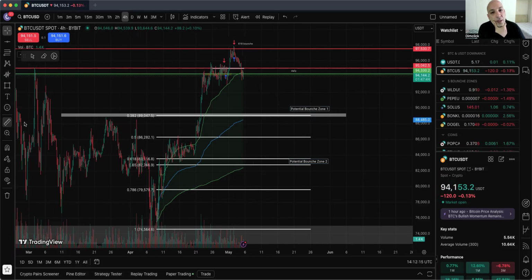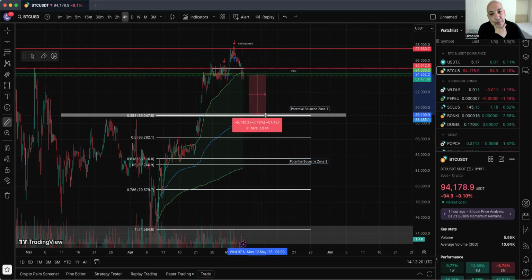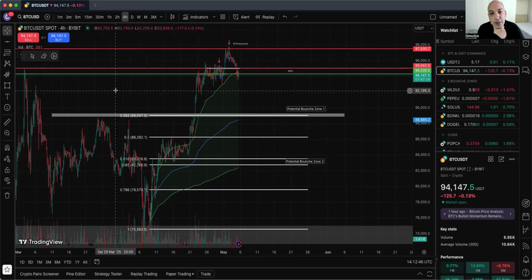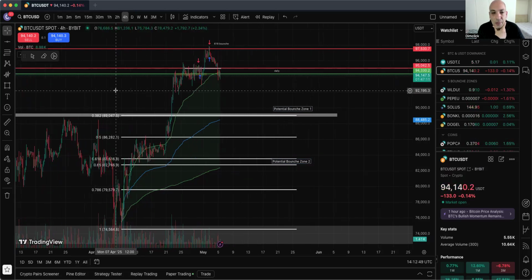Just imagine that if BTC goes to the first bounce zone, it's 5%. All the other altcoins will have a drop from here of at least 10% to 15% or even 20%. So be careful taking any trades right now because as it looks, we are in a small rejection and the direction of the market is bearish right now.